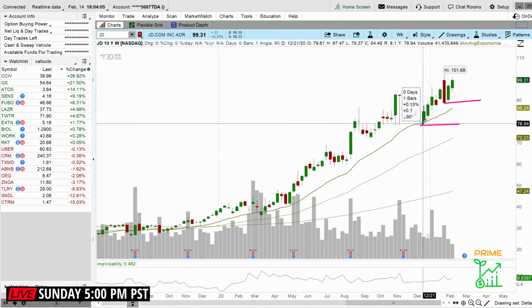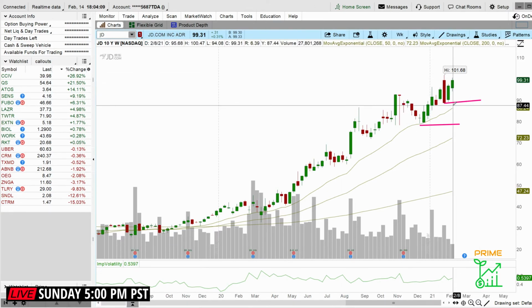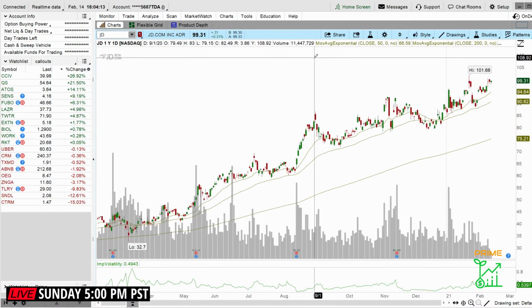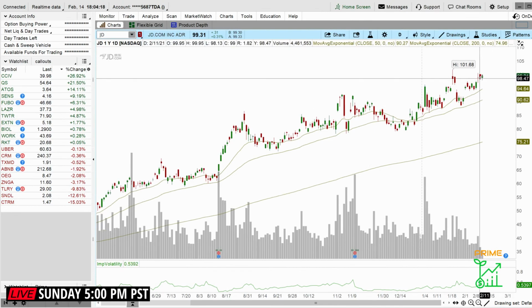This last move, what is it, maybe 20%, right? So 26% this last move. So, this is the weekly time frame. Let me go back to the daily. So that's something to just be mindful of, like where we're at in the chart. I personally would like to see a little bit of consolidation with JD.